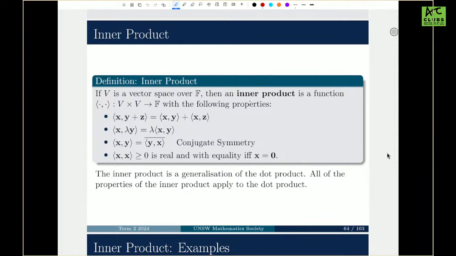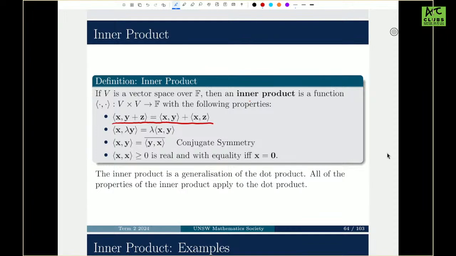We would have seen this before, not necessarily called an inner product, but you might have seen it with the dot product. The dot product is a type of inner product over R^n, and there are a few properties that have to hold for inner products. The first one is a linearity property: if you have x plus y and z, and you take the inner product of that, it'll be the inner product of x and z plus the inner product of y and z.